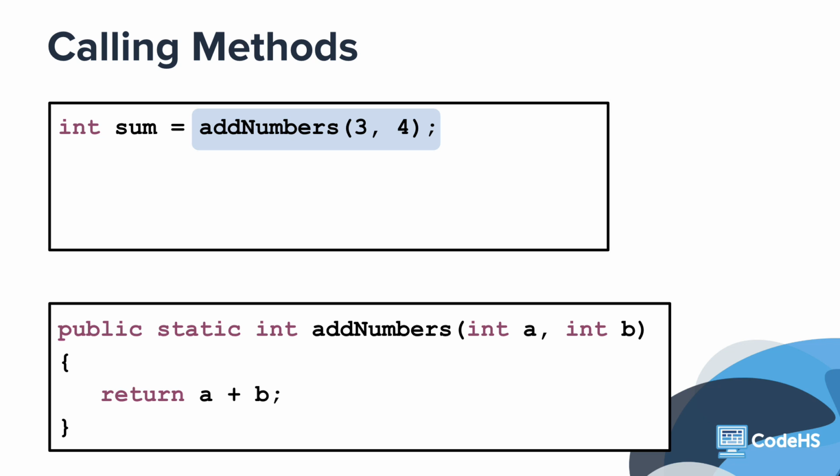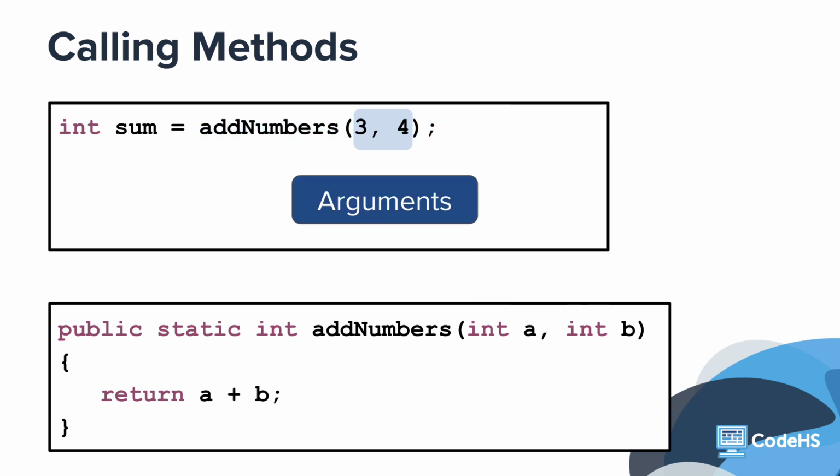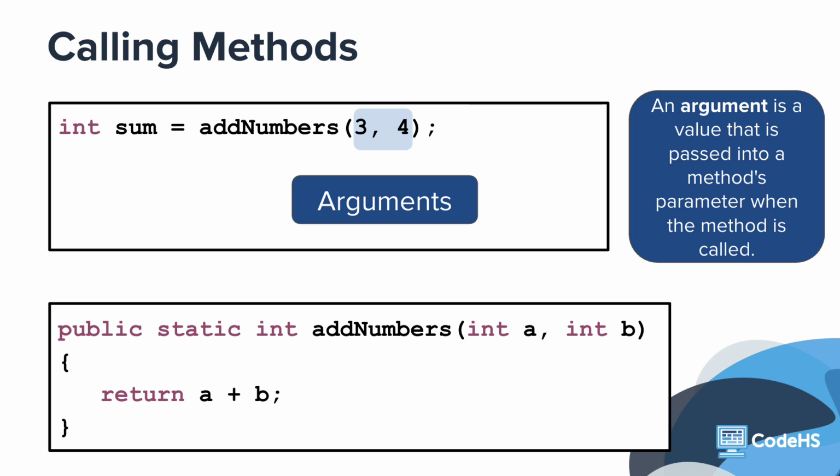You just use the method name and pass a list of values to the method. These values must match the parameter list in the method definition. The 3 and 4 values in this example are called arguments. An argument is a value that is passed into a method's parameter when the method is called. The arguments passed to a method must be compatible in type and order with the parameter list of the method's signature. In this case, the parameters of the addNumbers method have 2 int types, so the 3 and 4 are compatible.